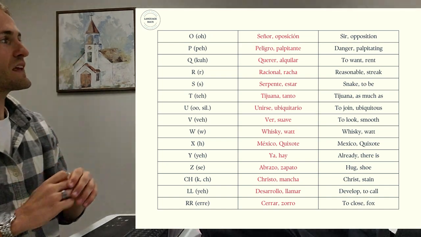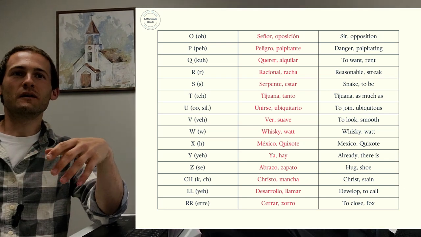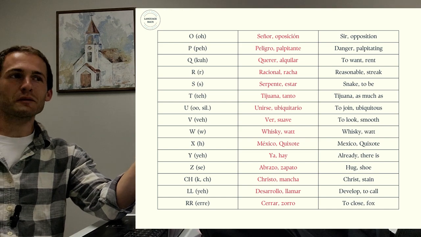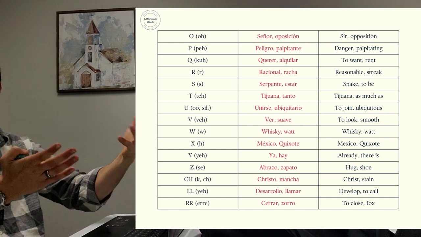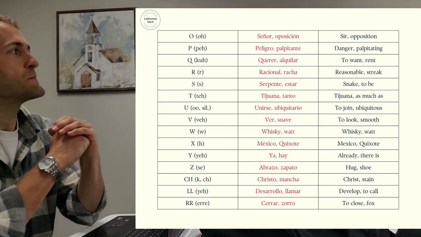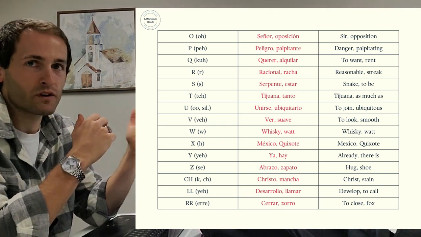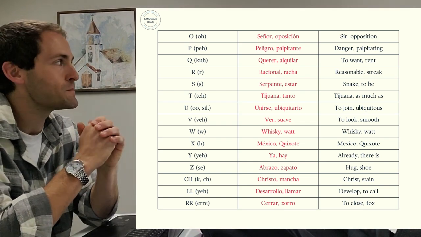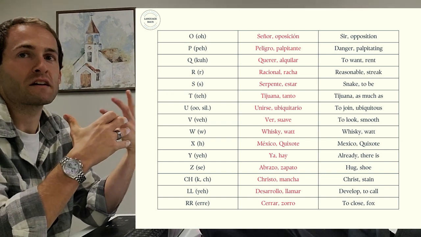Alquilar. Alquilar. And I understand that a lot of these words may not be beginner friendly per se, or maybe they're not the most applicable to you guys, but this is to paint the picture of the pronunciation of the letters. That's the point of this exercise. So, señor, oposición. Peligro, peligro. Those vowel sounds remain constant as well.